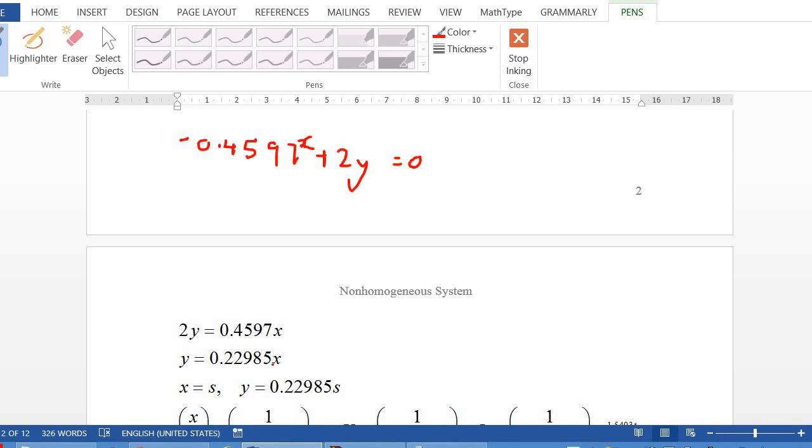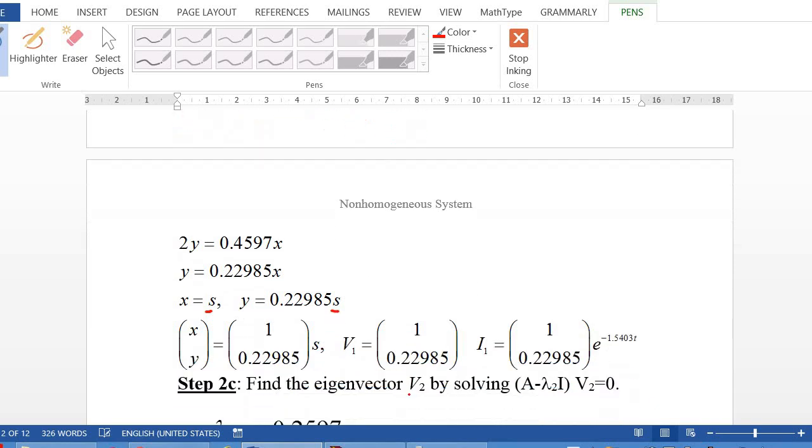0.22985x. Again I will let the variable at the right hand side equal to s. So x equal to s, hence y equal to 0.22985s. So x is 1s, y is 0.22985s. By letting s equal to 1, you obtain the first eigenvector v1 equal to (1, 0.22985). And this is the first solution. I1 is (1, 0.22985) times exponent lambda 1 t.